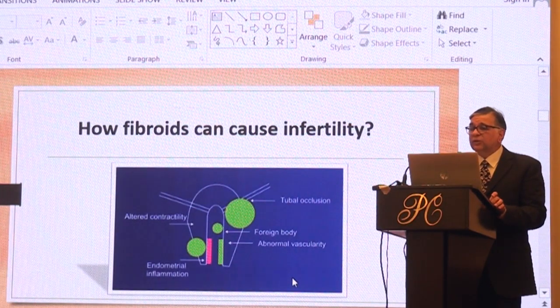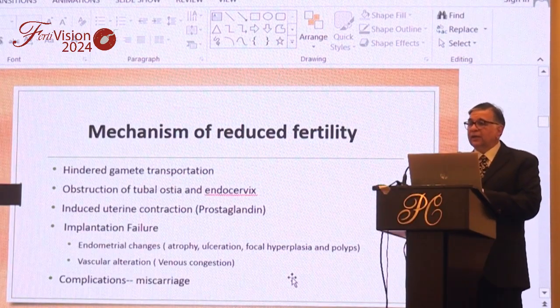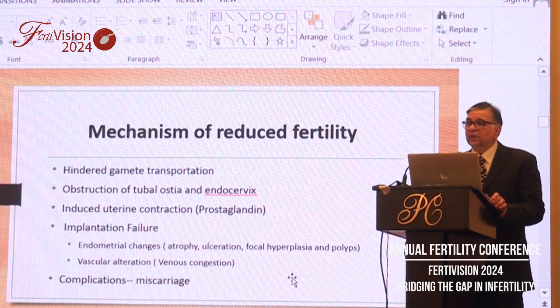So why do fibroids cause infertility? And there are multiple reasons. They can hinder into the gamete transportation. There might be problems with the sperms ascending into the uterine cavity.